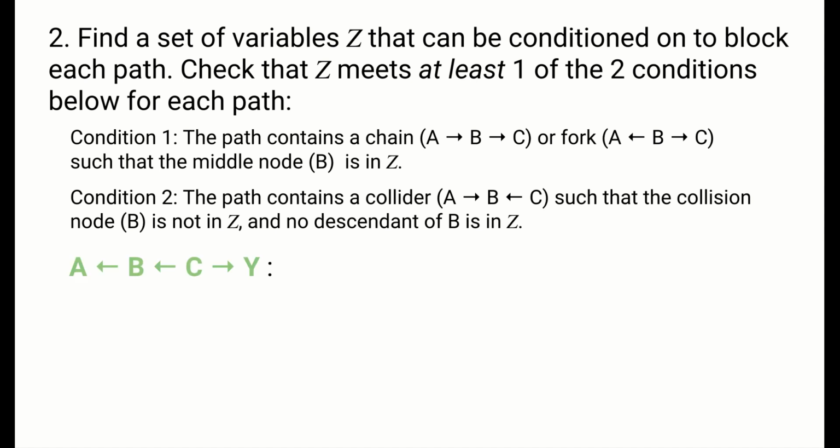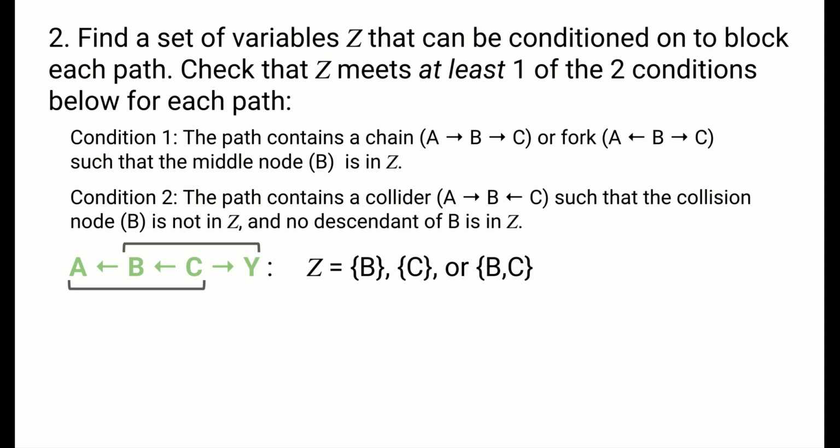Let's analyze path 2. Here we have two structures, ABC, a chain, and BCY, a fork. Because there is no collider on this path, only condition 1 is relevant. In order to block this path, we need to condition on the middle node of the chain or fork, or both. So we would have to add B or C, or both B and C, to the conditioning set. But remember, less is best. So we shouldn't add both B and C, but rather just one or the other.